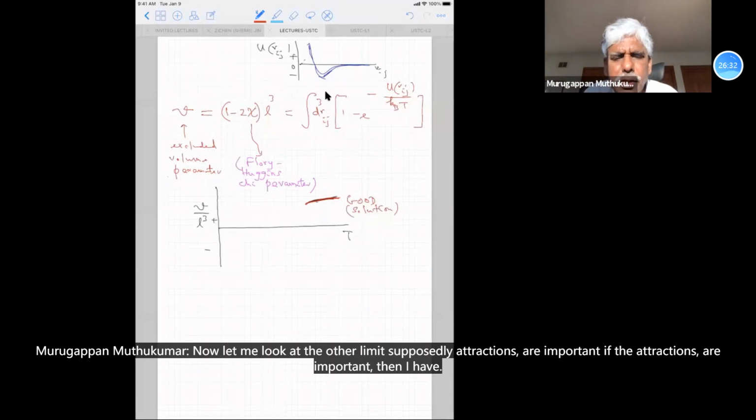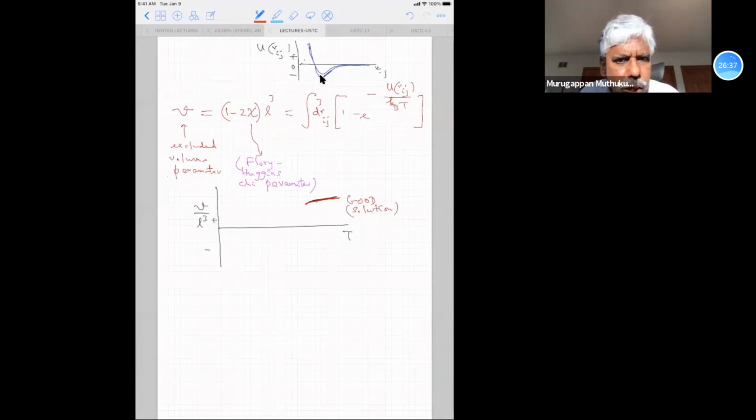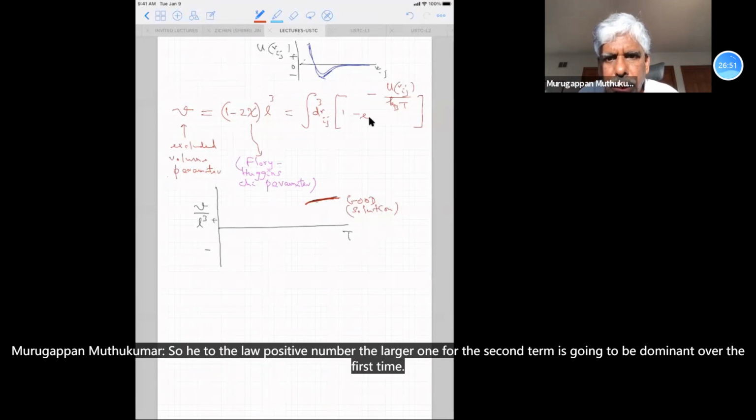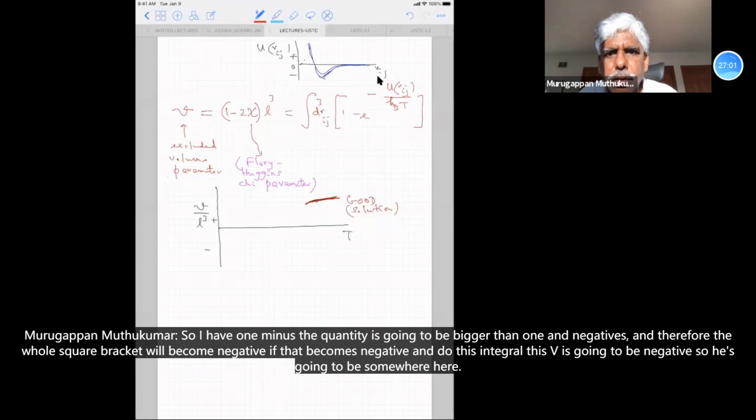Suppose the attractions are important. If the attractions are important, then I have U to be negative. If U is negative, please look at this. U is negative here. If this is negative, then I have a negative sign here. Negative times negative quantity is positive. So E to the positive number is larger than 1. Therefore, the second term is going to be dominant over the first term. So I have 1 minus this quantity. This is going to be bigger than 1 and negative sign. Therefore, the whole square bracket will become negative.